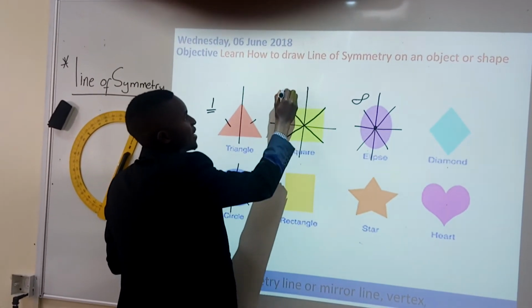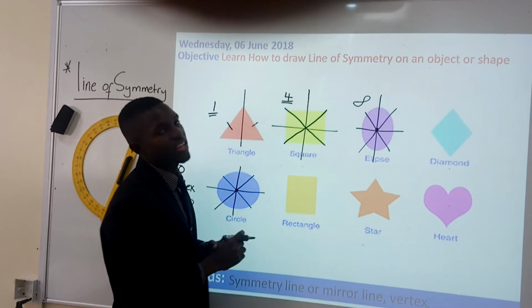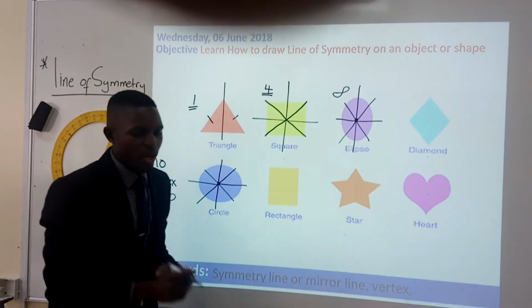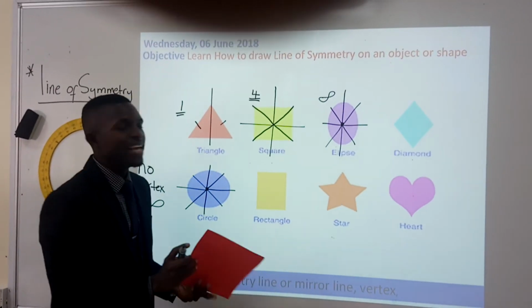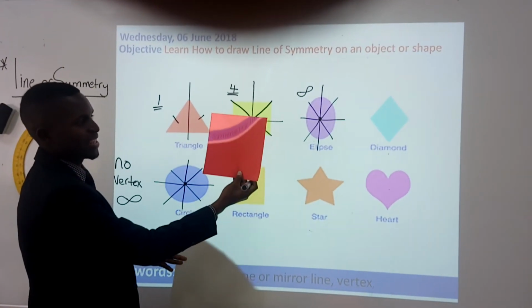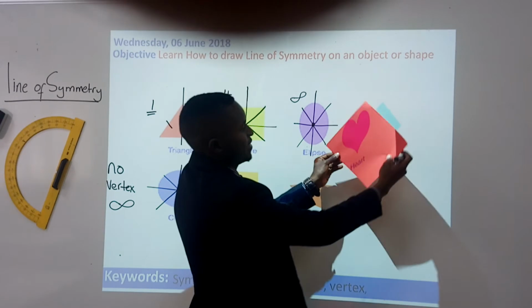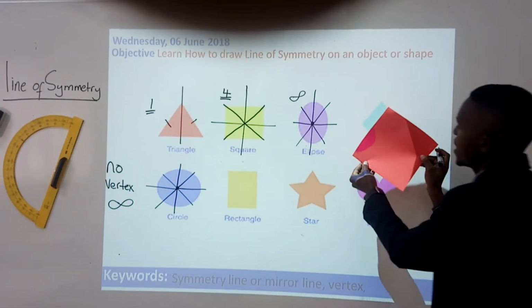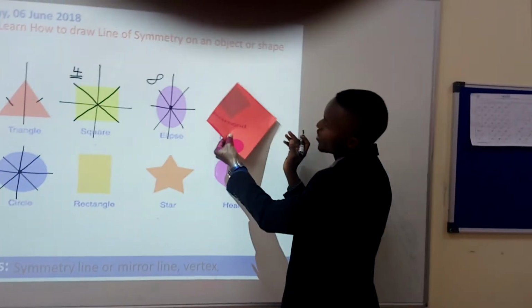So we can say a square has got four lines of symmetry. A square is relatively the same as a diamond. Given a square like this, the diamond is like this. So as we can see here now, we have got a diamond.